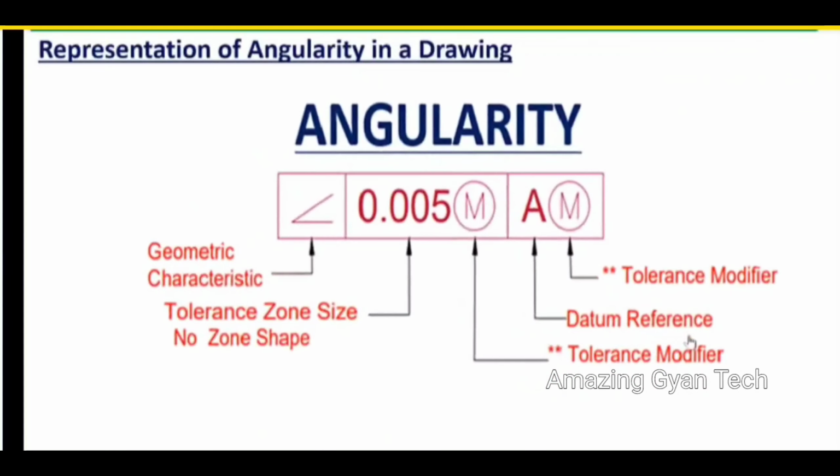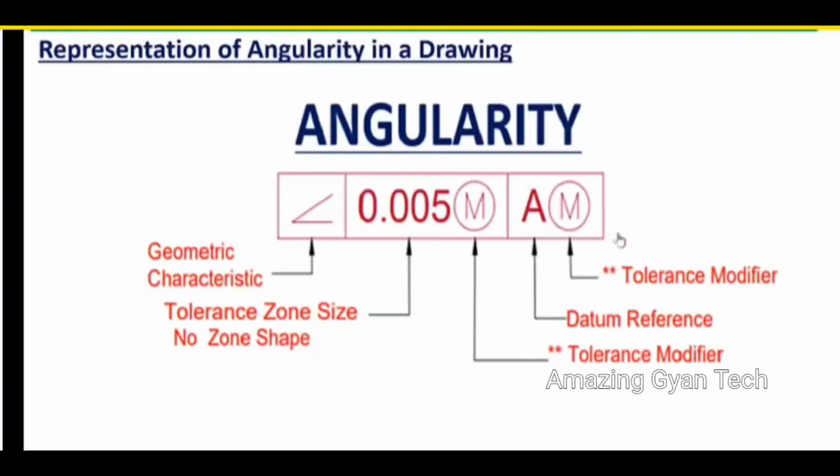Now, the representation of angularity in a drawing. How are we going to represent angularity in a drawing using the feature control frame? The feature control frame, you can see, has 3 zones again. You have the angularity symbol, an acute angle line drawn like this, and the tolerance size. It doesn't have a shape, it's not cylindrical, it's always a distance, so a wide tolerance zone. So the diameter symbol will not be there, and you can apply the tolerance modifiers, like maximum material and least material condition, and a datum reference is compulsorily required.